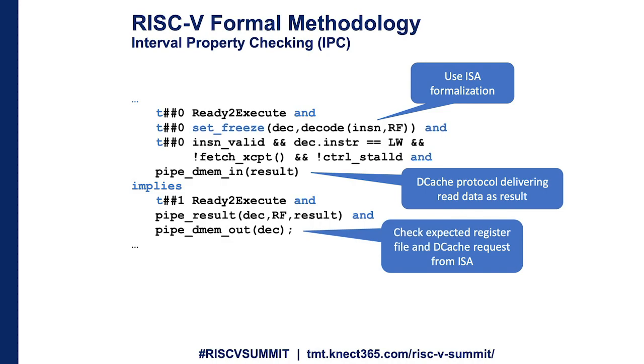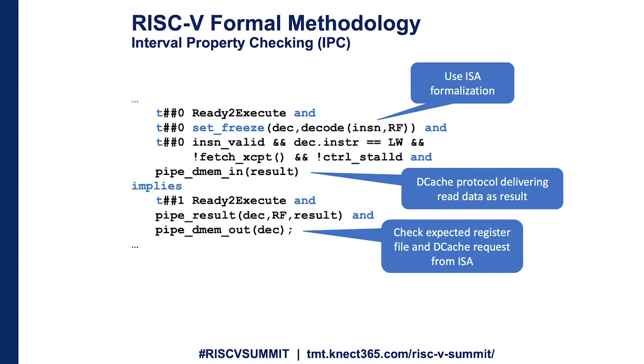So with this methodology, with a formalized specification, we ended up having properties that can be formally verified. And as you can see in this code snippet of the load word instruction, there is a series of sequences and some conditions. So basically, we use the ISA formalization in the property.